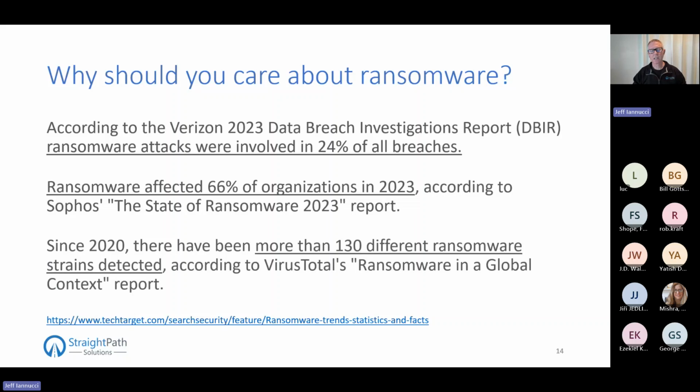Also, in the last 4 or 5 years, there have been more than 130 different strains detected. There may even be more. So it's not like there's one ransomware that you could protect against. It's evolving so fast that, quite frankly, our defending technology can't keep up with it.